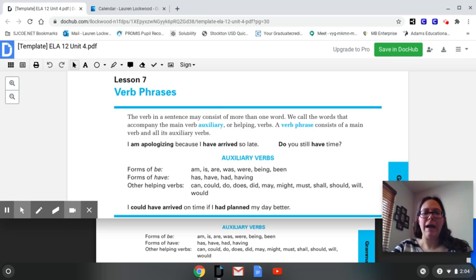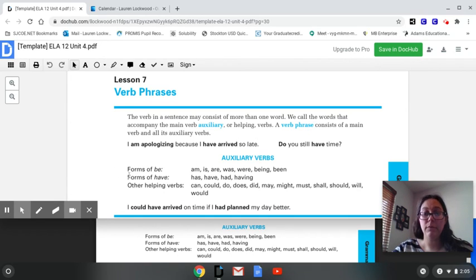Let's talk about auxiliary verbs or helping verbs. This is lesson 7 of the vocabulary, which is in English 12, Unit 4. Auxiliary verbs are also called helping verbs. They're used with another verb. So they include, you can see right here, there's a list of them.